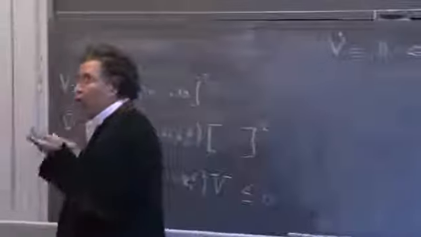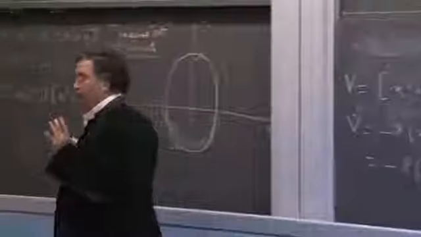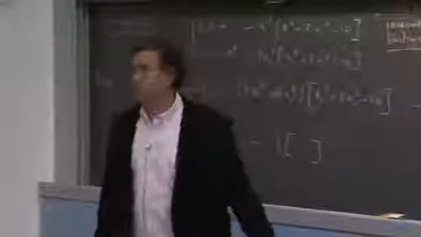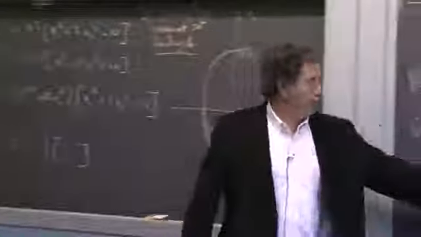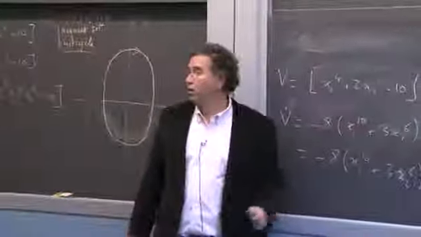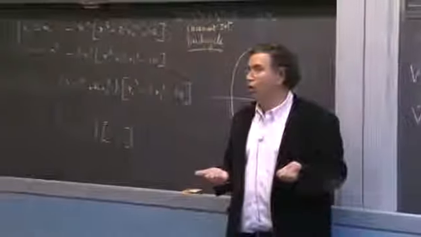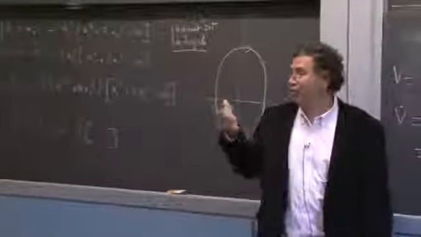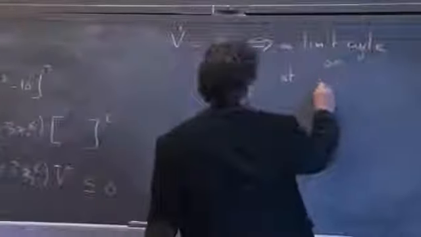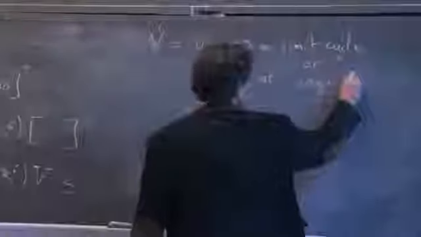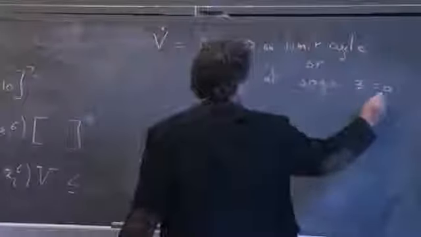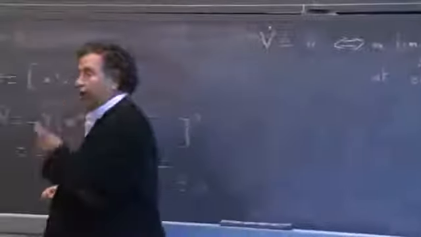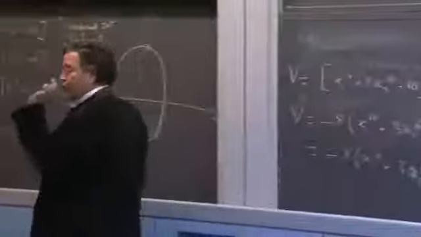What's the other and only other way that V dot can be 0? If this parenthesis is 0, right? In English, if we are at 0, right? Sum of squares can be 0 only if x1 is 0 and x2 equals 0, okay?